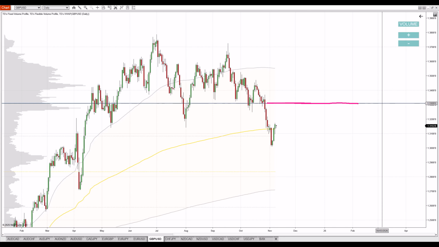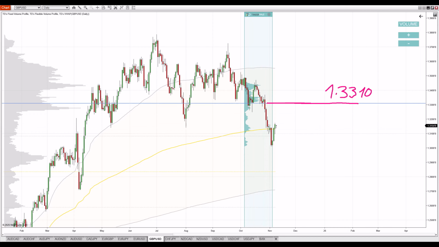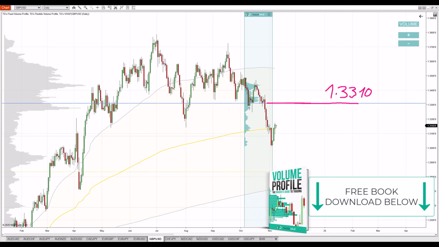So, the level that I want to show you here is a resistance, this one, and the resistance is at 1.3310. That resistance is based on a heavy volume cluster. Let me show you with the flexible volume profile here. This is the volume cluster it is based on.